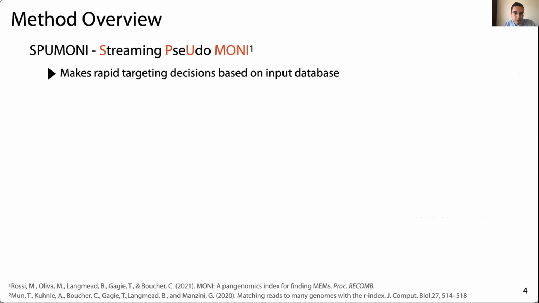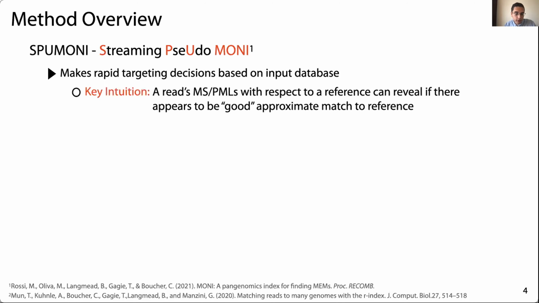What SPUMONI focuses on is making rapid targeting decisions based on an input database. Essentially, it makes a binary classification for each read, whether it appears to be matching the database. The key intuition it uses to make these decisions is using a read's matching statistics or pseudo matching lengths, which we'll talk about on the next couple of slides. Using those with respect to a reference, it can usually tell you if there's a good approximate match to the reference.